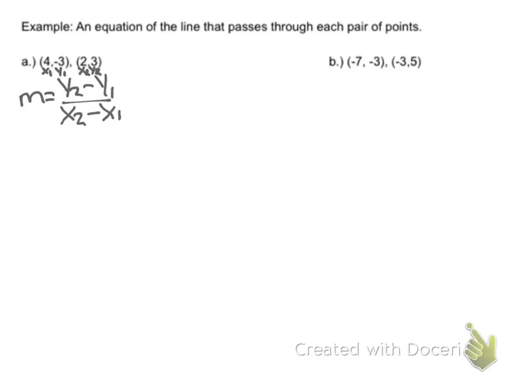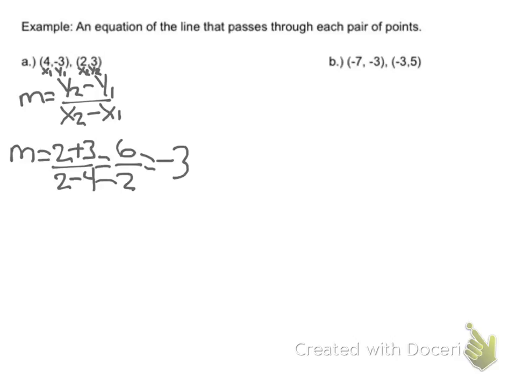Okay, so now you just plug it in. We don't know what m is, so we just leave it like that. For y2, we're going to do 2 plus 3. And now this is your y1. And for x2, we're going to put 2 and then minus 4 for x1. And so our answer is 6 over -2. But then we can put it into -3.